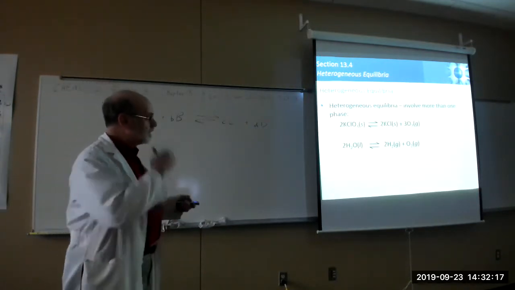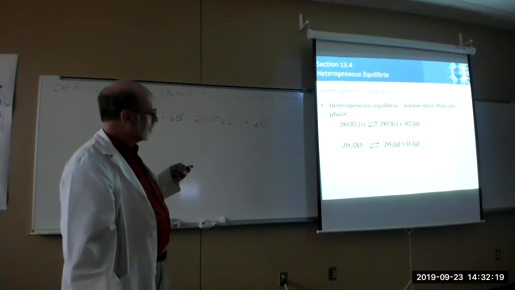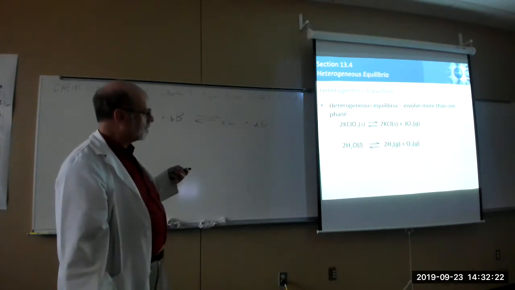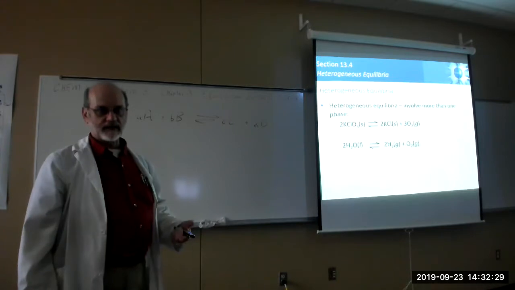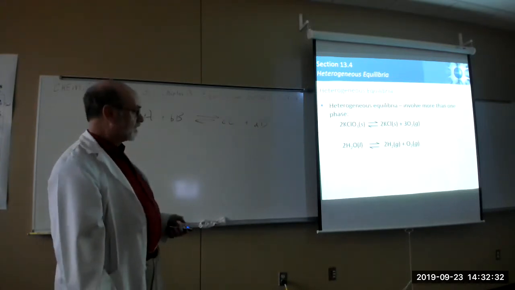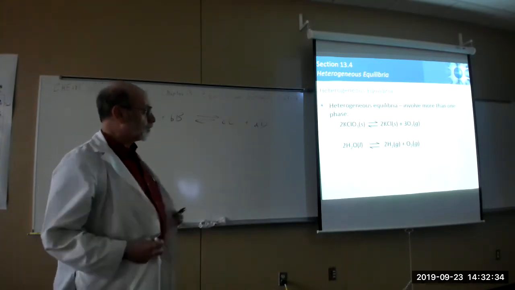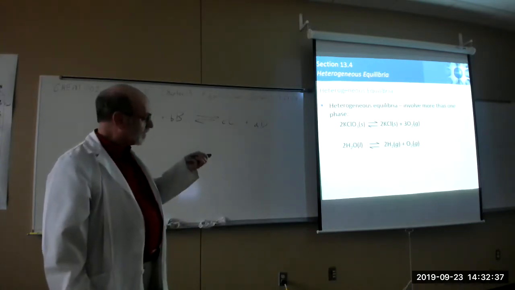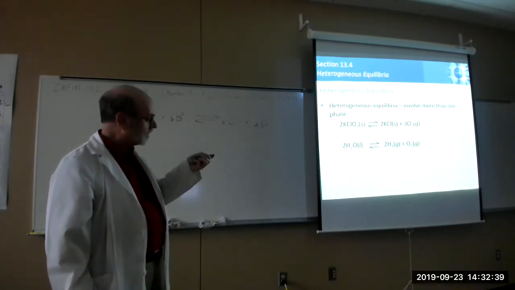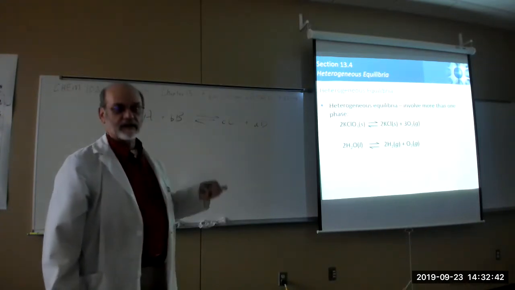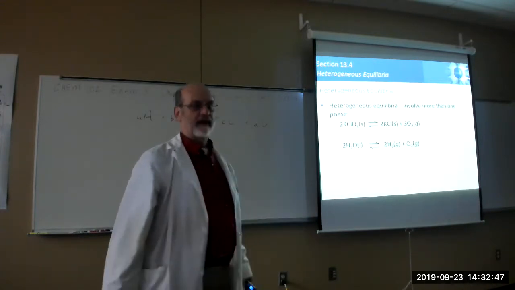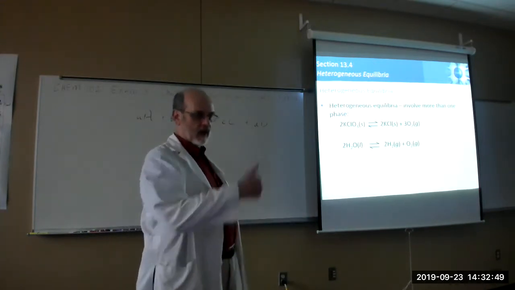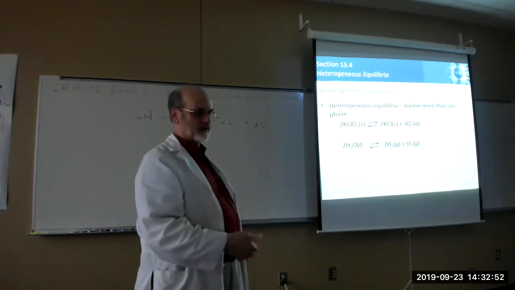If we have different phases, in this case potassium chlorate, solid, heated up, you get potassium chloride plus oxygen gas, that's a heterogeneous equilibrium. And in this case, your equilibrium expression would only have that component in it right there, because that's a solid and that's a solid. We don't include solids because their concentration doesn't vary. If there's solid there, it's for all intents and purposes 1.